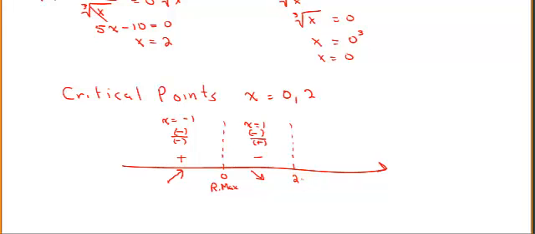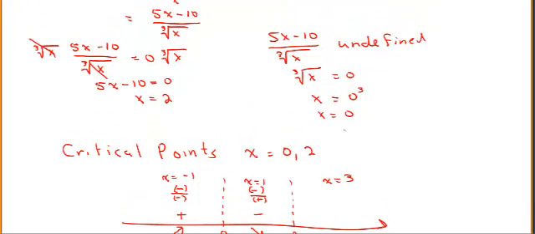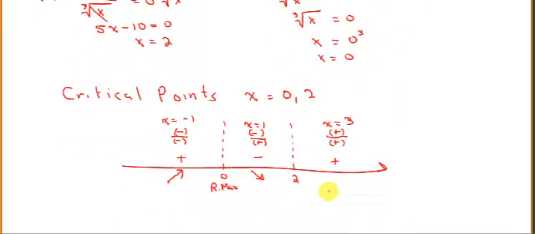At 2, now we're going to the other side of 2, say at x equals 3. If I replace x with 3, I'll get 5 times 3 is 15, minus 10 is 5. That's positive. And the cube root of 3, well, I don't know exactly what that is, but I know it's positive. So everybody's positive here. The first derivative is positive, so we must be increasing here. So we must have a relative minimum at x is equal to 2.